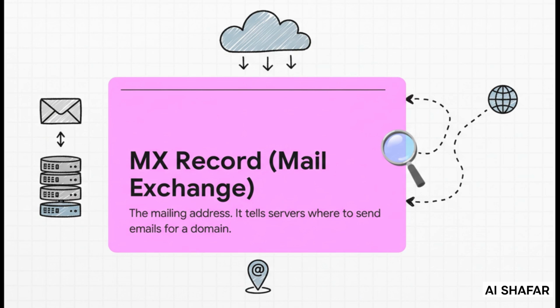And what about email? How does your message know where to go when you send it? Well, that's where the MX record comes in. MX stands for Mail Exchange, and it's basically the specific mailing address for a domain. It tells the Internet's postal service exactly which server is in charge of catching all the incoming emails.